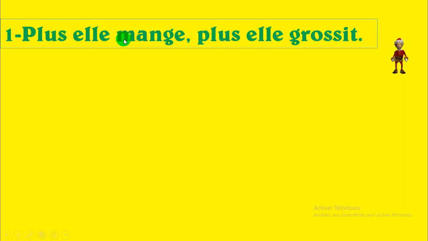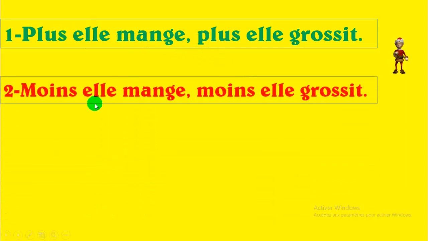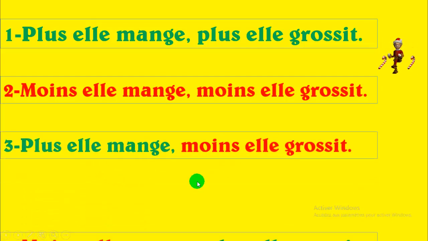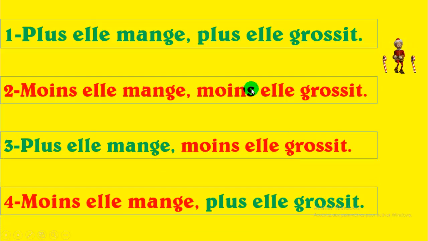Plus elle mange, plus elle grossit. Moins elle mange, moins elle grossit. Plus elle mange, moins elle grossit. Moins elle mange, plus elle grossit. So you can have these 4 scenarios in English.